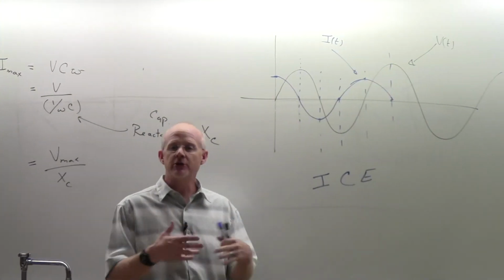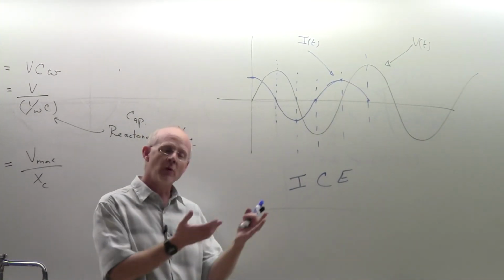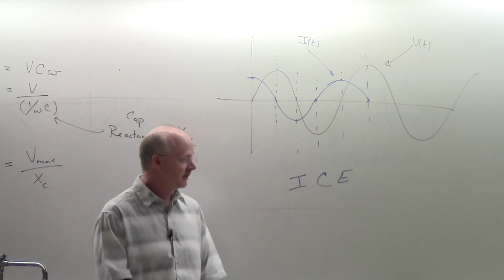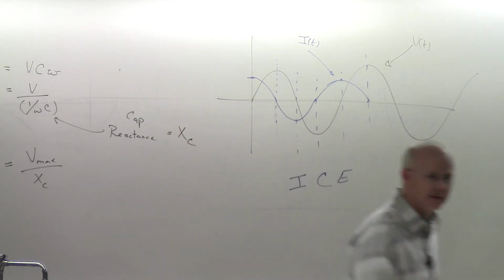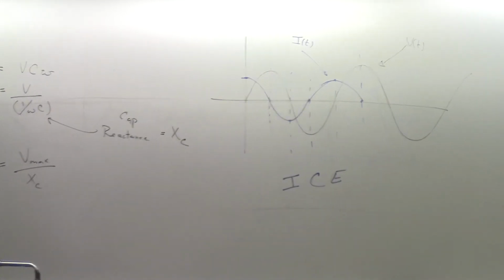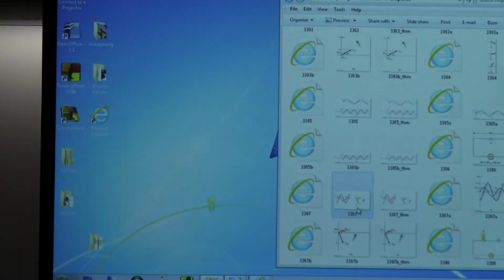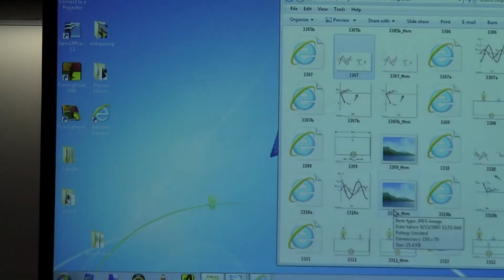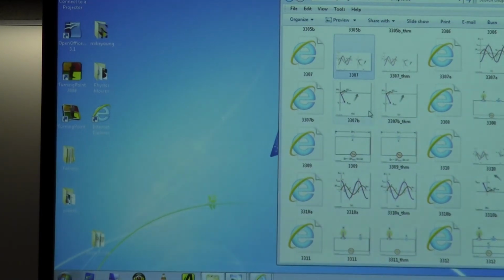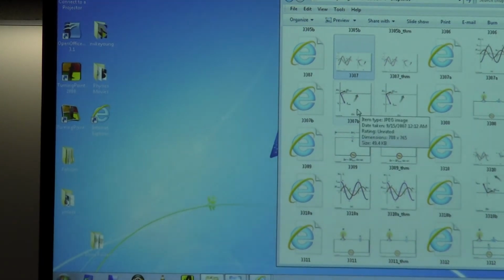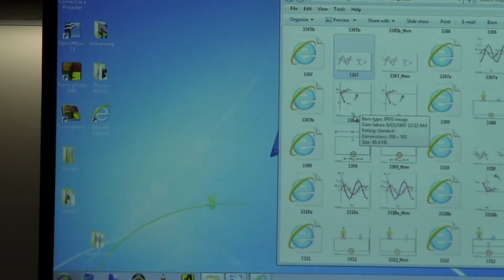What would the phasors look like for this? Phasor, where is your inductor? No, I'm sorry, we're at the capacitor, right?